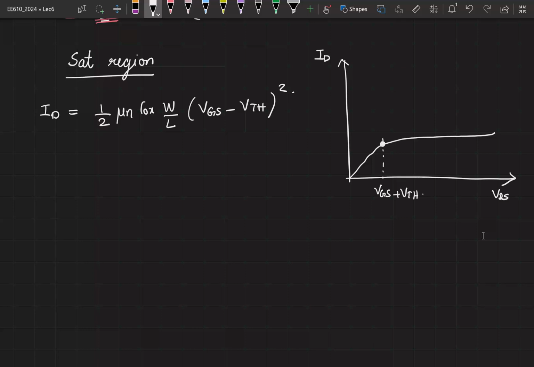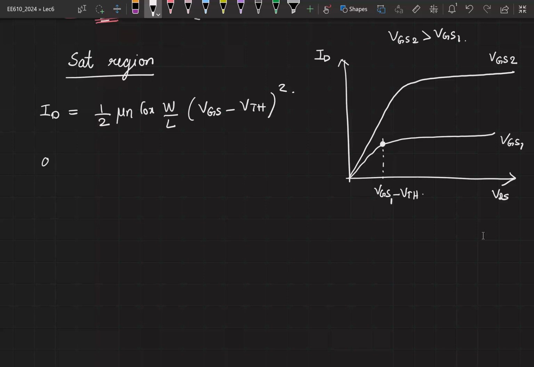Did I make a mistake here? This has to be VGS minus VTH, right? And if you put a larger VGS, so if this is your VGS1, this is VGS2, VGS2 is greater than VGS1. This is at VGS1 minus VTH, right?